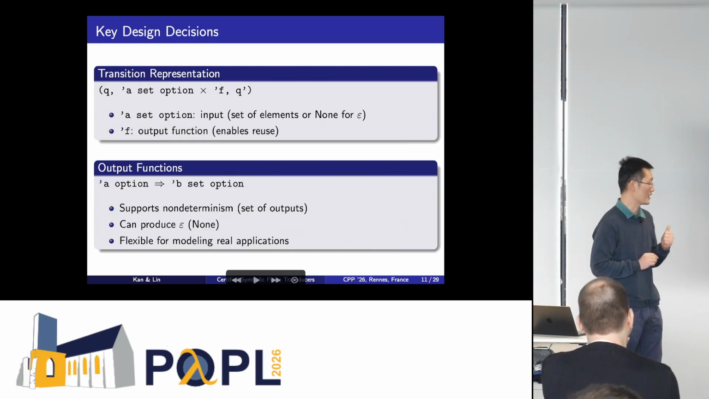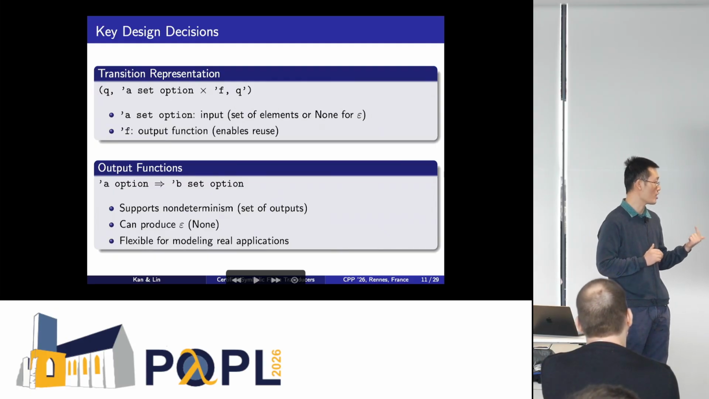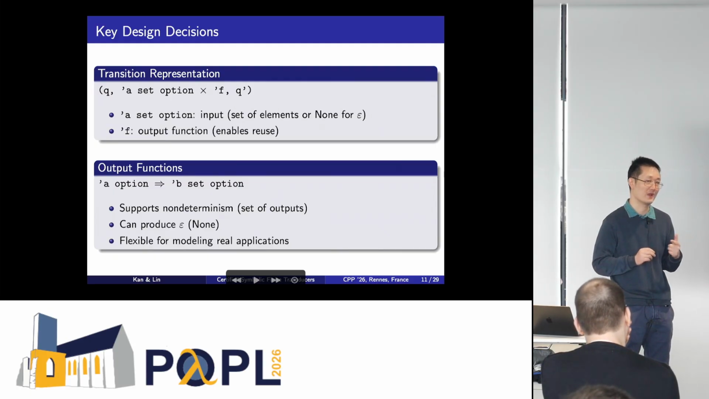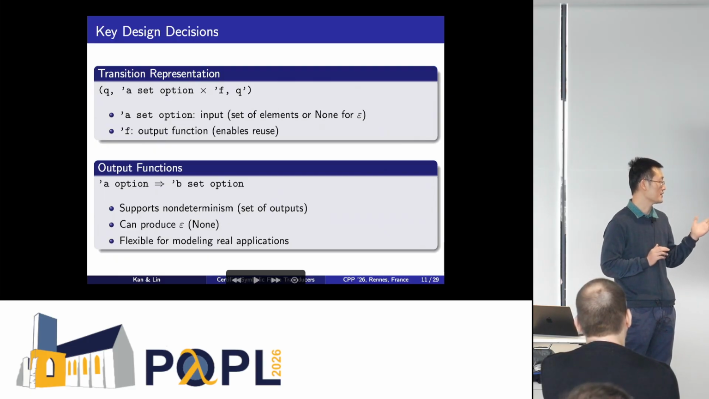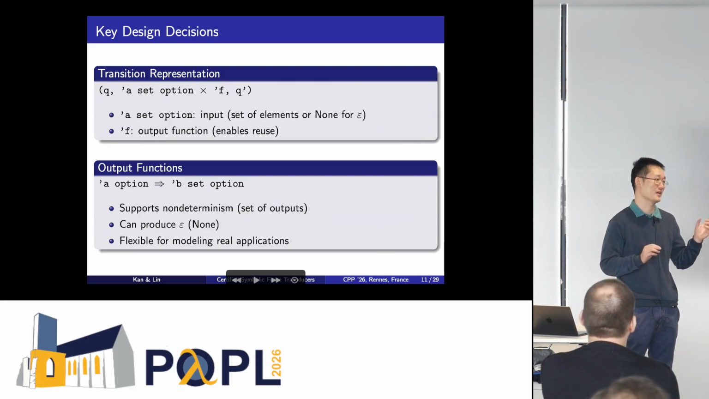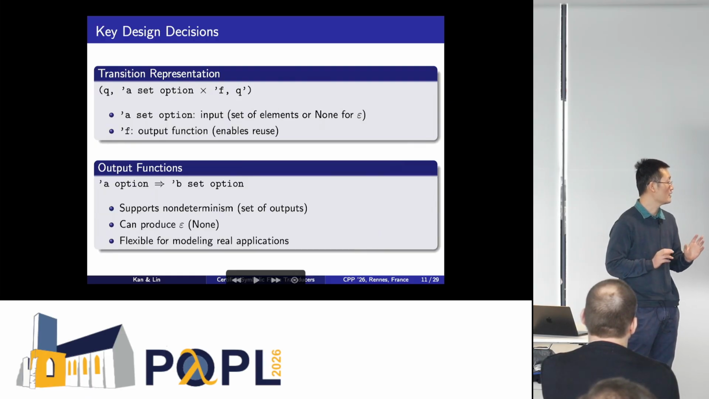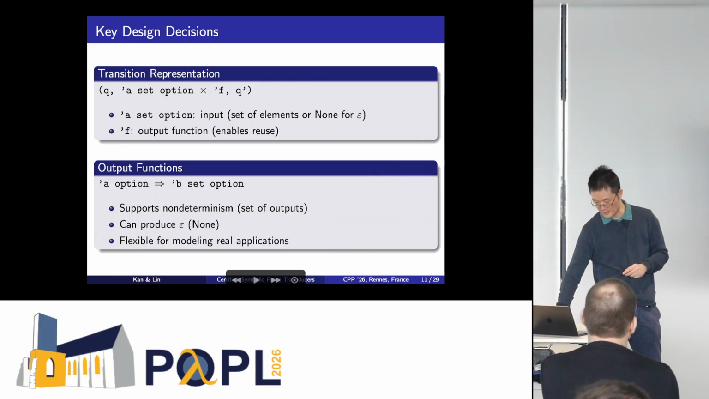The output function just gives characters. We use the option type because we want to support epsilon transitions, not only the characters in the alphabet. It means that this update function, when the input is an epsilon transition, an empty string, could also generate something. So this is the basic Isabelle definition.